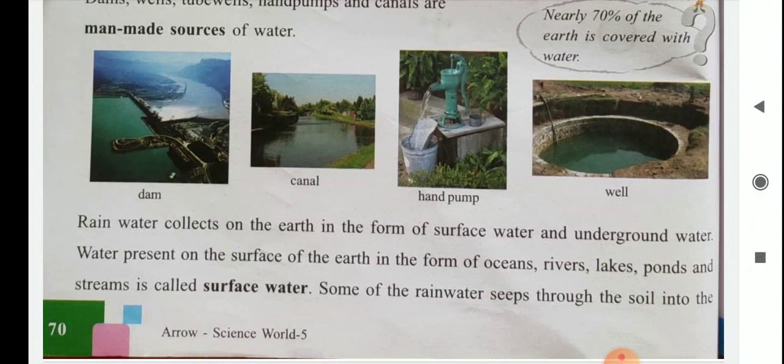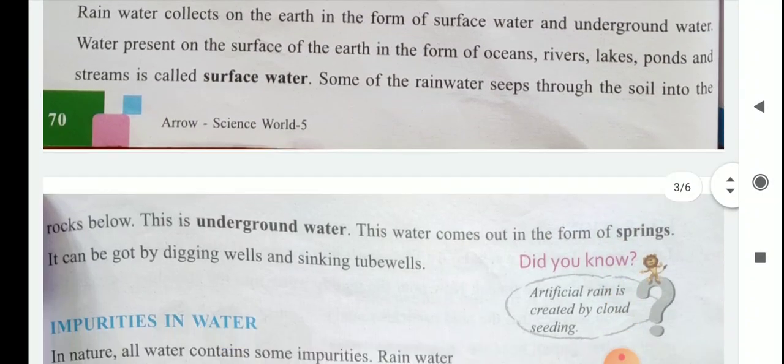Some of the rainwater seeps through the soil into the rocks below. This is underground water. So the water we get on the surface of the earth is known as surface water, and the water we get from below the earth is underground water. This water comes out in the form of springs. It can be got by digging wells and sinking tube wells.